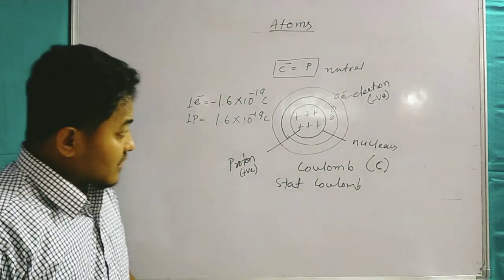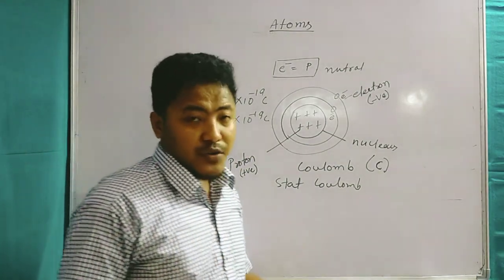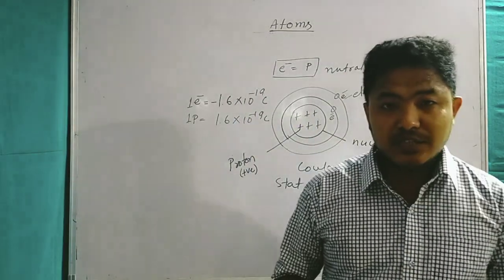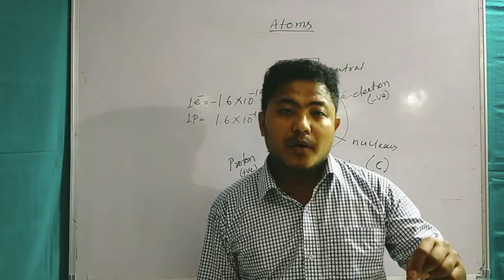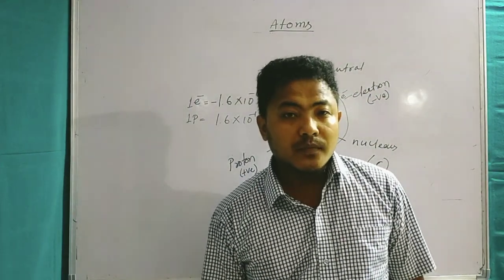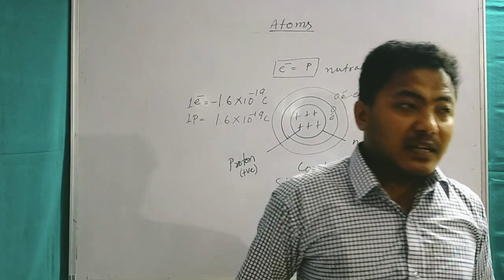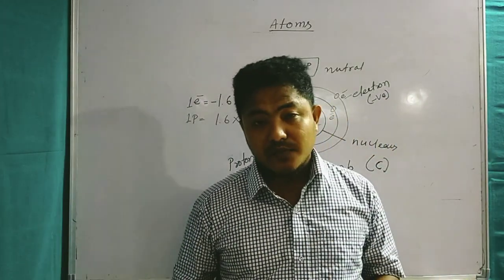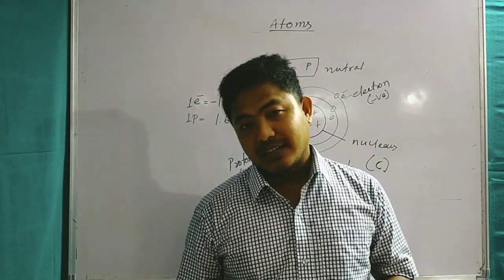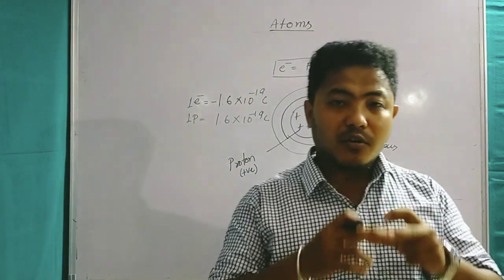Now let us discuss the different properties of electric charge. The number one property is that electric charges are conserved. That means electric charge cannot be created or destroyed.